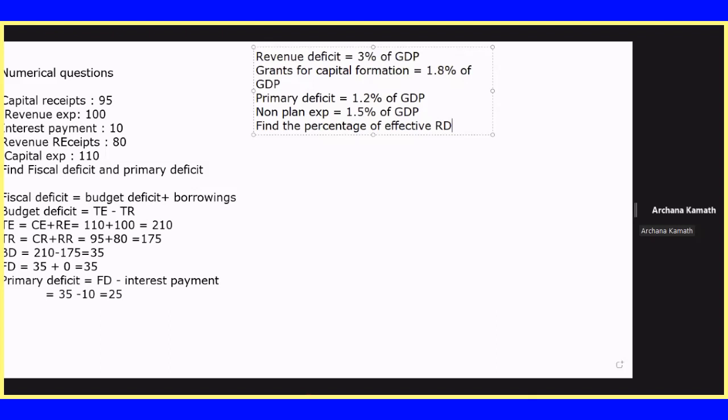What was effective revenue deficit? Effective revenue deficit is equal to revenue deficit minus all the grants that are given for capital asset creation, capital formation. So here revenue deficit is given as 3 percent, and the grant that has been given is 1.8. So 1.2 percent of GDP is your effective revenue deficit.